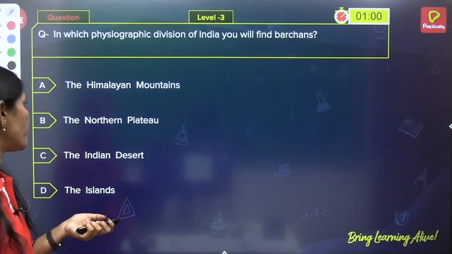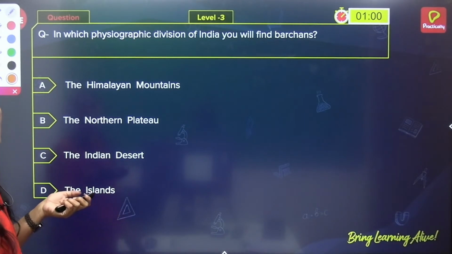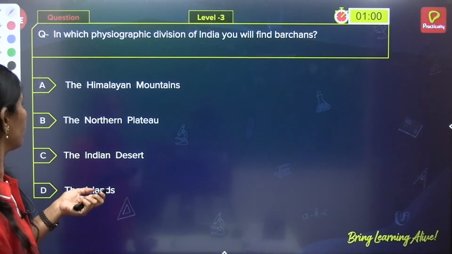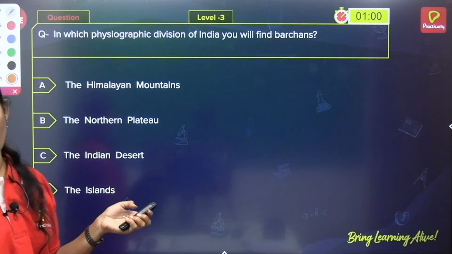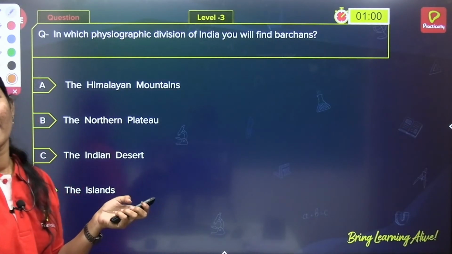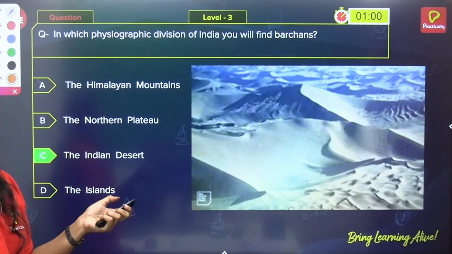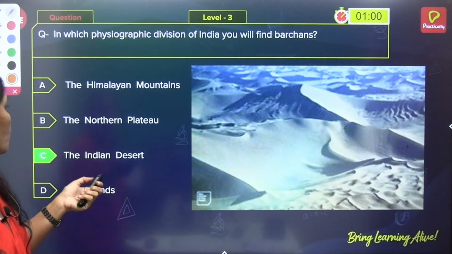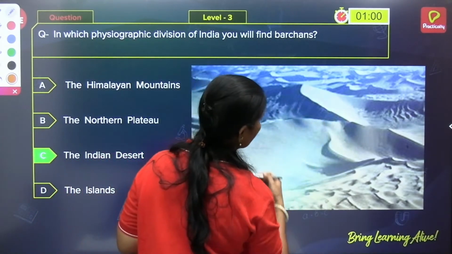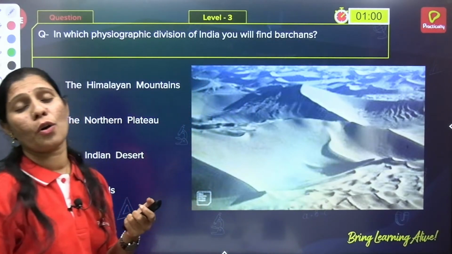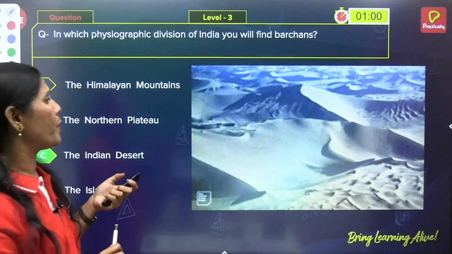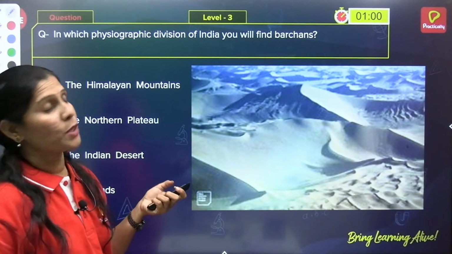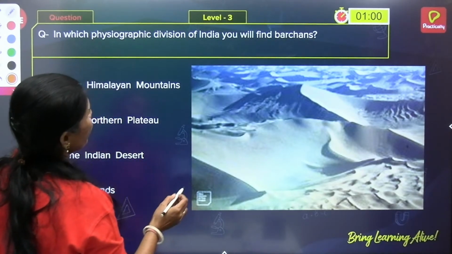Option A, the Himalayan mountains, the northern plateaus, and the Indian desert and the island groups. Yes? Can I have an answer from you all? The answer is Indian desert. Okay, so these are the barchans, where with the movement of sandstorms, heaps of sand are gathered during these sandstorms, and they are formed. Okay, so we call them barchans.